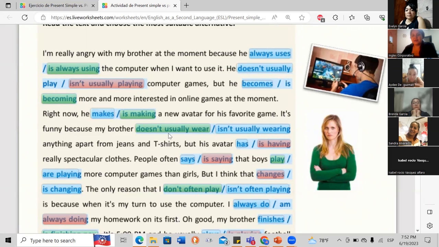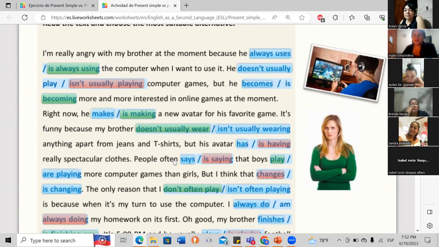It is funny because my brother doesn't usually wear anything apart from jeans and t-shirts. Okay, because if we are talking that is happening, it says it is funny because my brother doesn't usually wear anything. Toda la vida él siempre usa jeans y t-shirts, ok, camisetas. Y él nunca usa otra ropa. But his avatar, su avatar, is having really spectacular clothes.